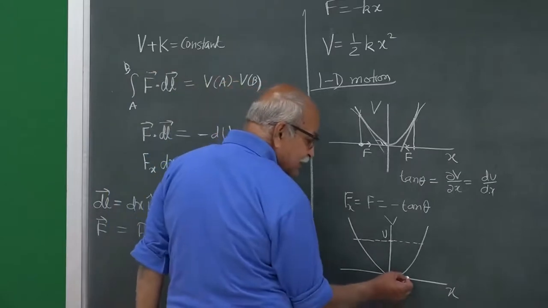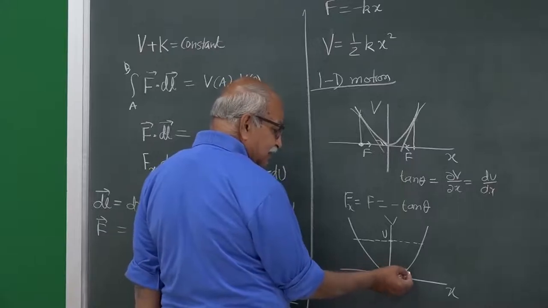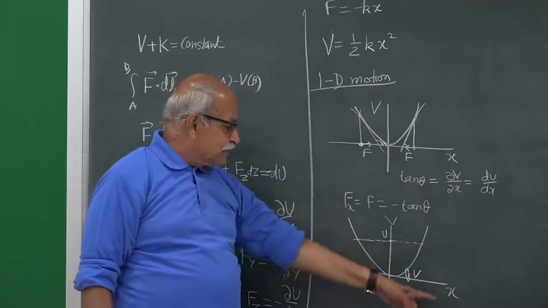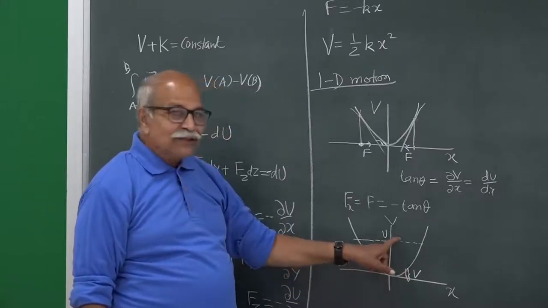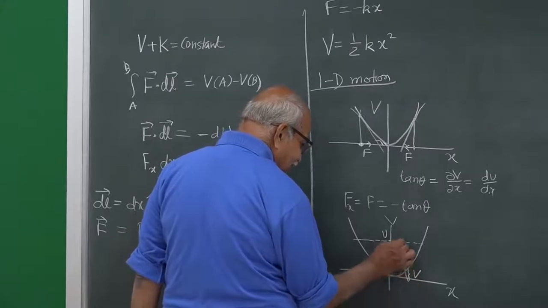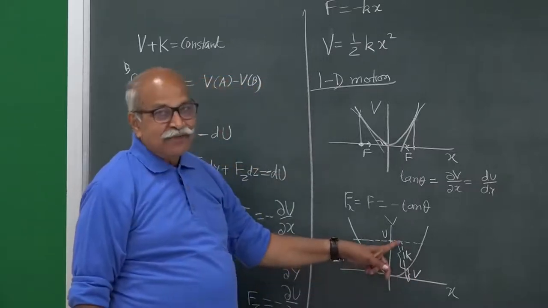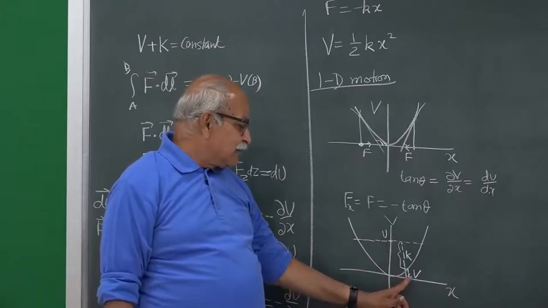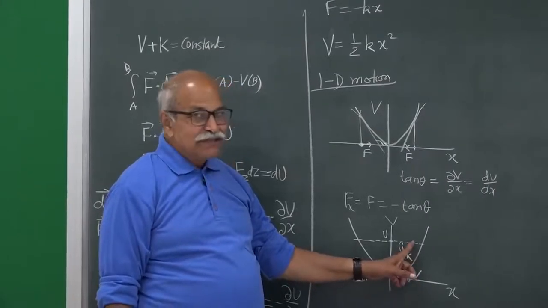And suppose the particle is somewhere here, then this much is the potential energy, because this is the potential energy curve. So as a function of x, I am plotting potential energy. At this value of x, this is the potential energy and this is the total energy. So this much is kinetic energy, and kinetic energy plus potential energy is the total mechanical energy. So now you can see, if the particle is moving away from the origin, the potential energy is increasing, the kinetic energy is decreasing, the total remains U.